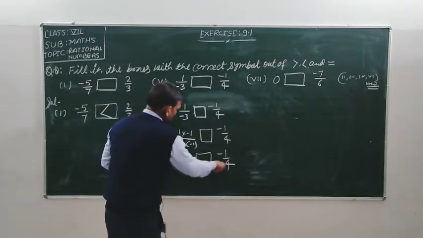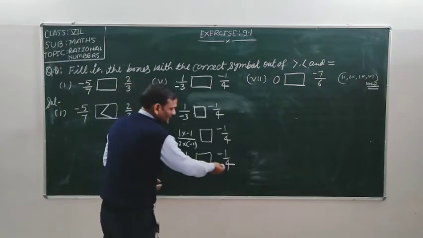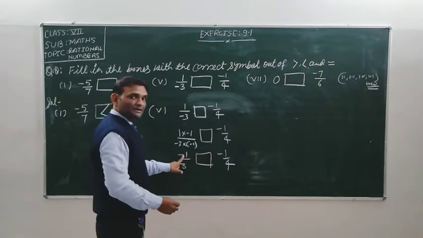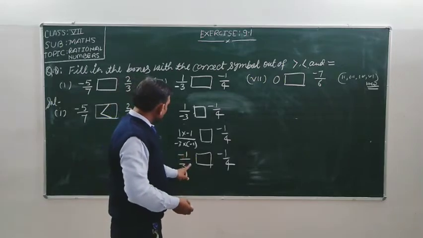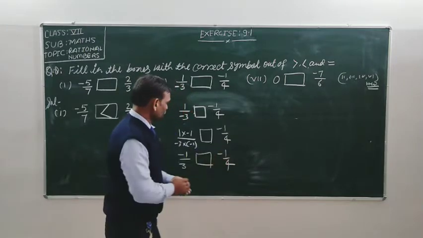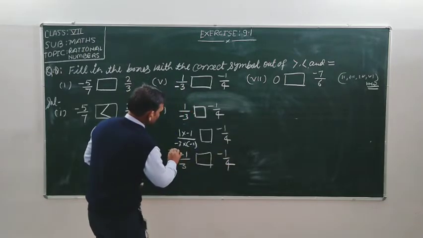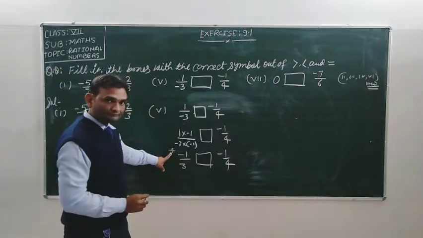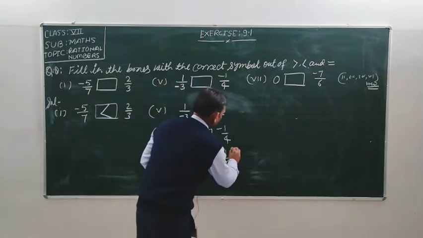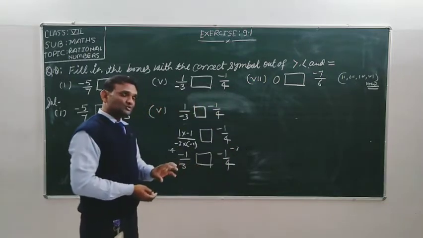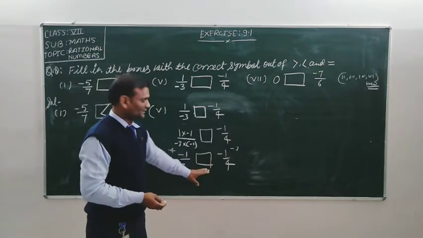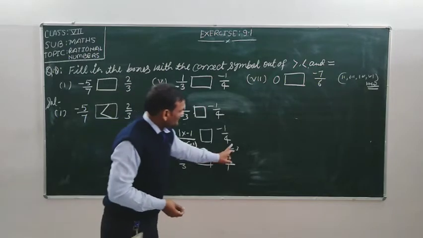So which is greater or which is smaller, multiply the denominator of the second rational number in the numerator of the first rational number, and the denominator of the first rational number multiply in the numerator of the second rational number. So 4 into -1 is -4, and 3 into -1 is -3. Now student, compare. This is the short trick for comparing. -4 is greater or -3 is greater.